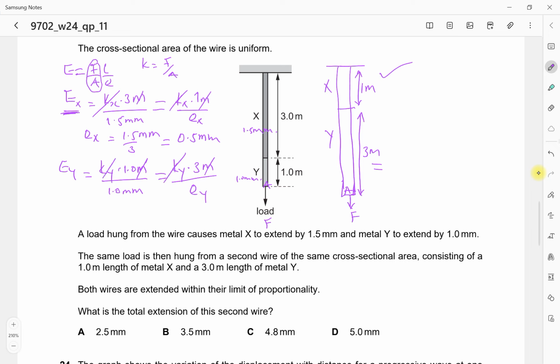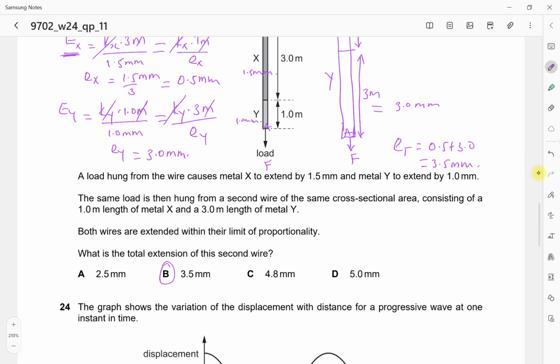So it means E for wire Y is going to be equal to 3 times 1.0 millimeters, which is 3.0 millimeters. So we have seen that extension for this one is 0.5 millimeters, and extension for this one is 3.0 millimeters. So total extension is going to be 0.5 plus 3.0, which is 3.5 millimeters. So the answer is going to be B.